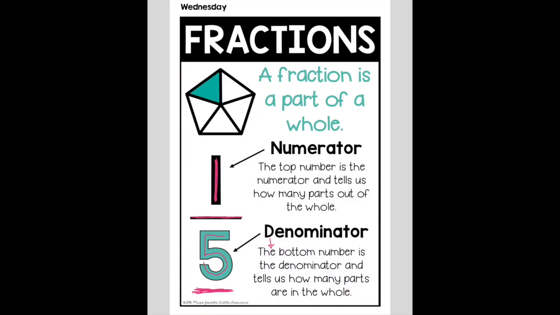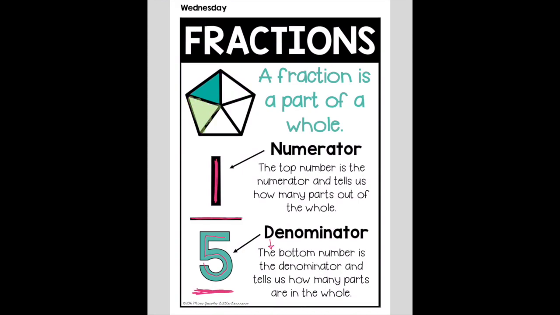Okay, now what if we had 3 parts shaded? What would our fraction be? Well, we're talking about 3 parts, and we have 5 parts in total. So our fraction would be 3/5. Now what if we had 4 parts shaded? Well, we're talking about 4 parts, and there are how many parts in total? There are 5 parts in total. So our fraction would be 4/5.